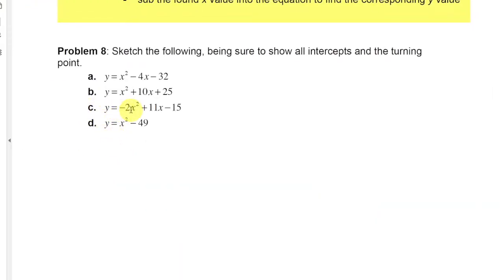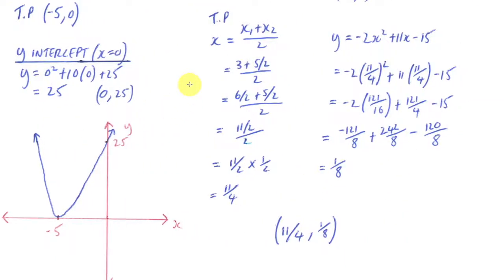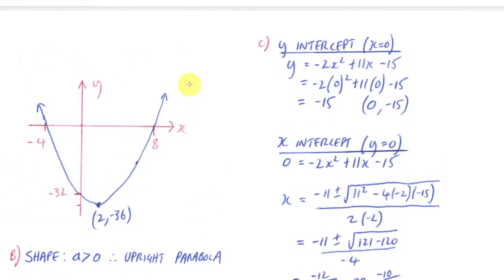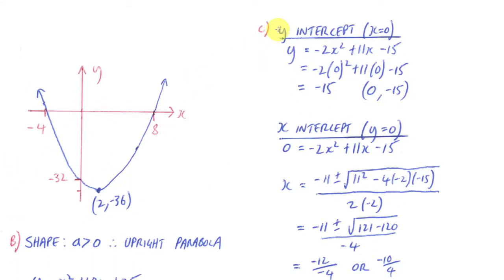C, y equals negative 2x squared plus 11x minus 15. So for C, which begins over here, firstly, it's going to be an inverted parabola because of that negative out the front. My y-intercept, sub x equaling 0, and I get negative 15. X-intercept, I make y equaling 0. And what I'm going to have to do here, because I can't factorize this expression easily, I'm going to apply the quadratic formula to find out the x-intercepts.